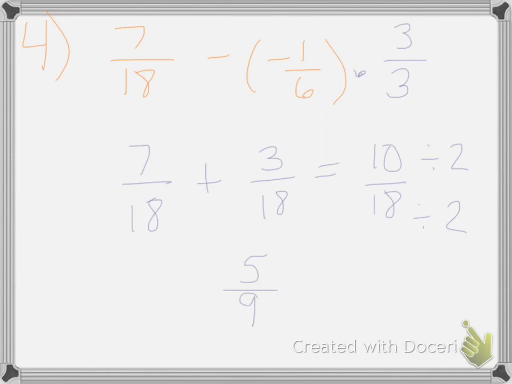And then for number 5, it asks us to find the opposite of negative 3/8. Remember, opposite means change the sign. So the opposite of negative 3/8 would be positive 3/8. So opposite would just be to change the sign. If it's positive, make it negative. If it's negative, make it positive.